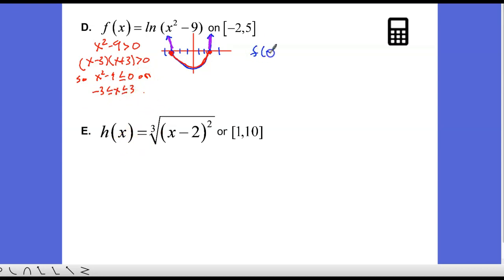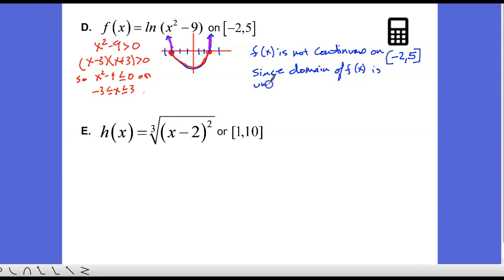So here's what we're going to say. f of x is not continuous on [-2, 5], since the domain of f of x is undefined from -3 ≤ x ≤ 3. So the extreme value theorem does not apply.